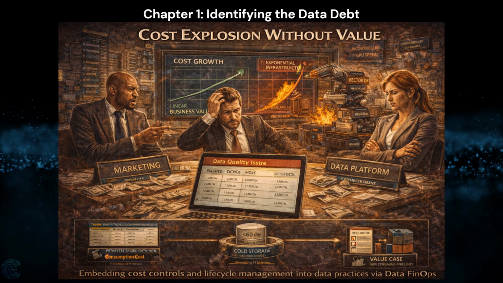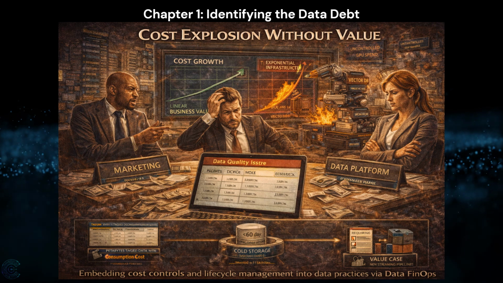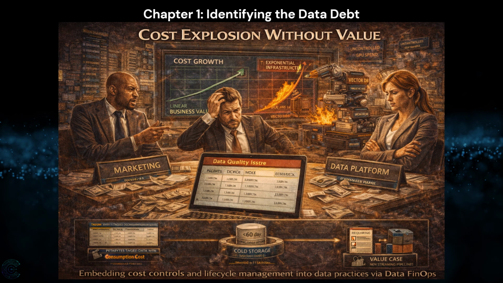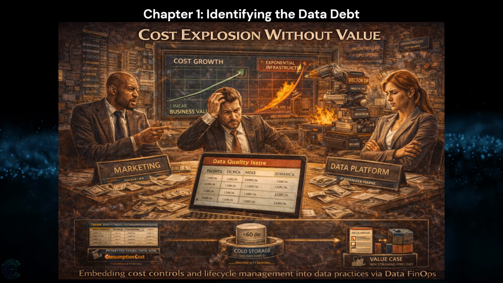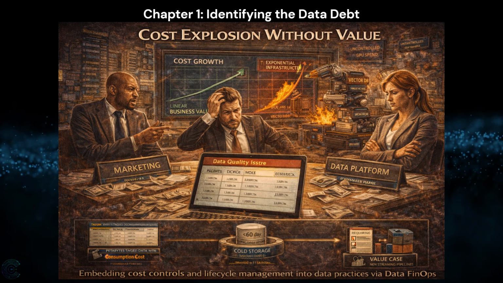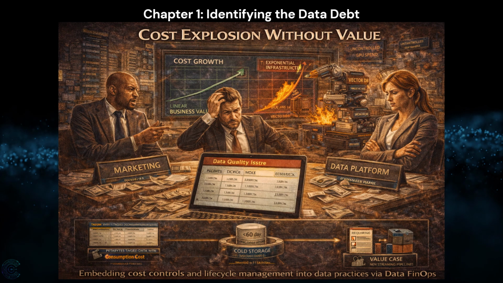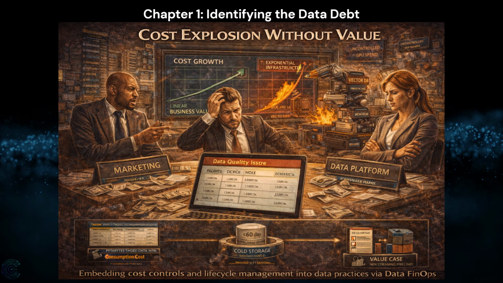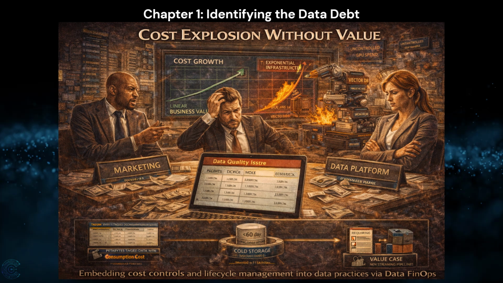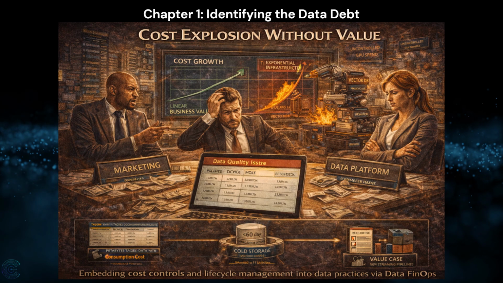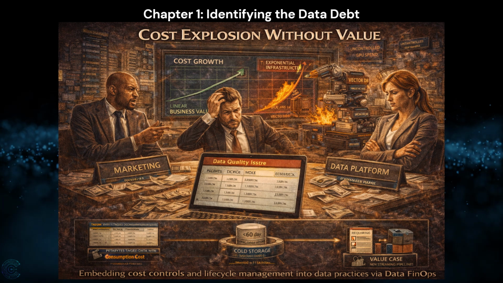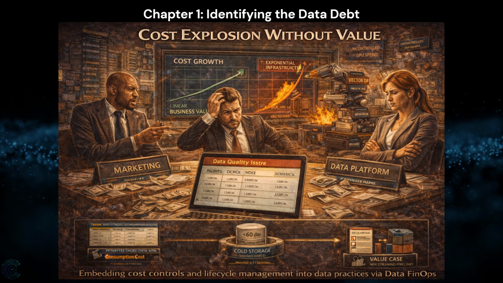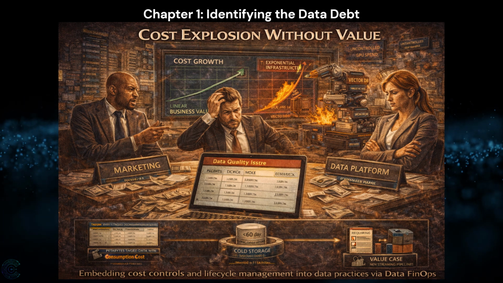Cost explosion without value. Problem: infrastructure spend grows exponentially while business value stays linear. Situation: in 2026, uncontrolled GPU and vector DB costs can bankrupt a project. Organizations ingest petabytes of data just in case, without understanding the cost-to-value ratio. Task: institutionalize data FinOps. Action: tag every data asset with its consumption cost.